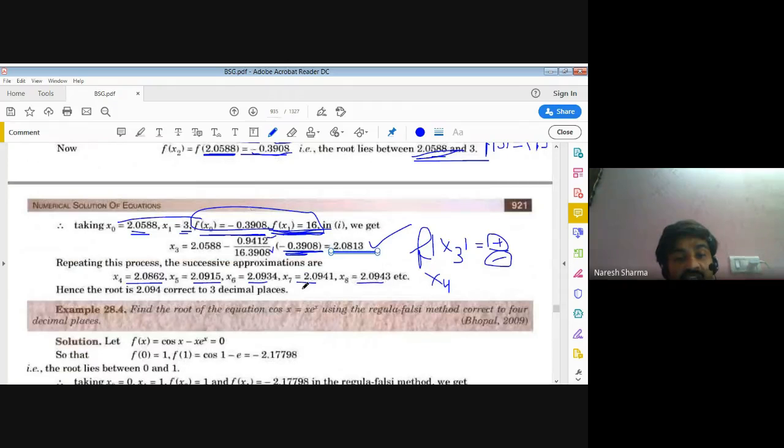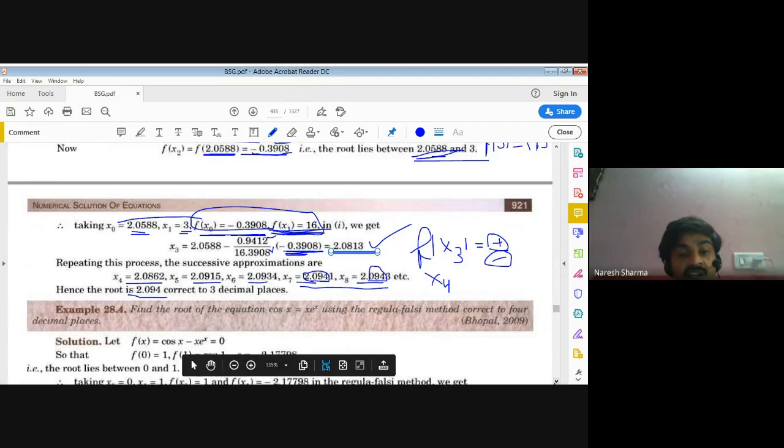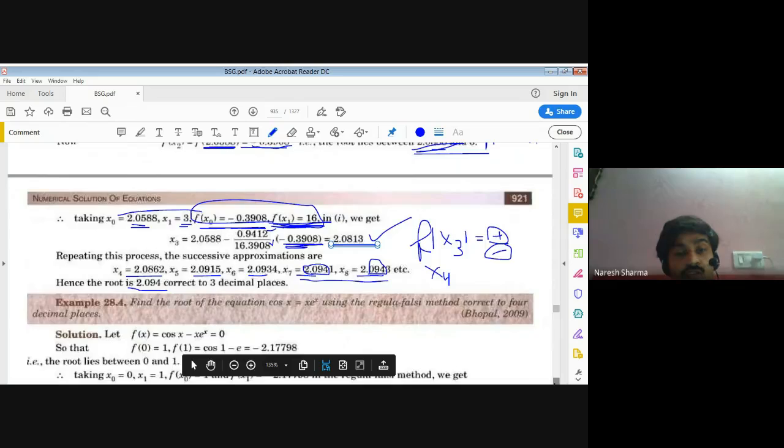If you see here in the last two, x7 and x8, up to 3 decimal points, the value of these roots is the same, which is 2.094. So your final root is 2.094. So let's discuss one more example, which is to find the root of the equation.